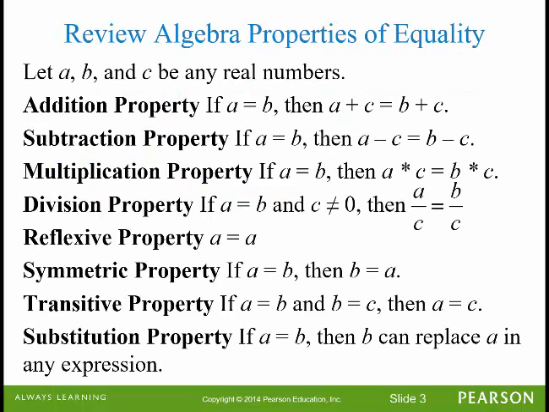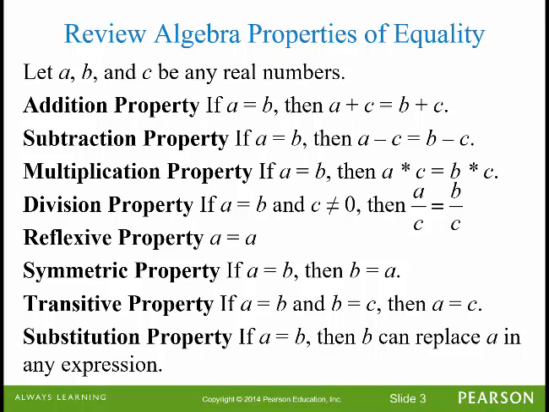All right, so let's review some algebra properties of equality. You should definitely have these printed out in your notebook or have them easily by for reference because there's a lot of properties. So they begin like this. If we let A, B, and C be any real numbers, we have the addition property, which means if A is equal to B, then obviously A plus C is equal to B plus C. It just means you can add a constant to both sides of the equal sign.